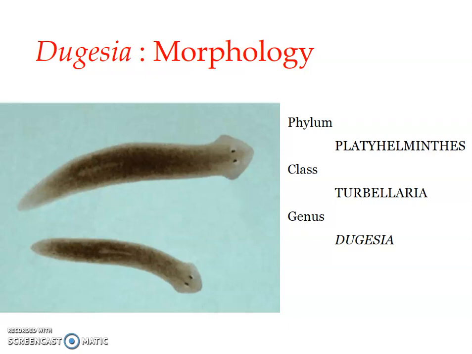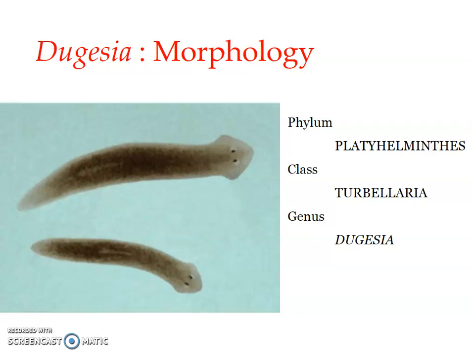Now, Dugesia comes under phylum Platyhelminthes, class Turbellaria, and it is found commonly in freshwater ponds, lakes, streams, and shallow rivers. The phylum Platyhelminthes includes both free-living as well as parasitic forms. More parasitic forms are known, but free-living forms are included under Turbellaria, and Dugesia is a typical example of free-living Turbellaria. Okay. And it is usually found in freshwater aquatic bodies.